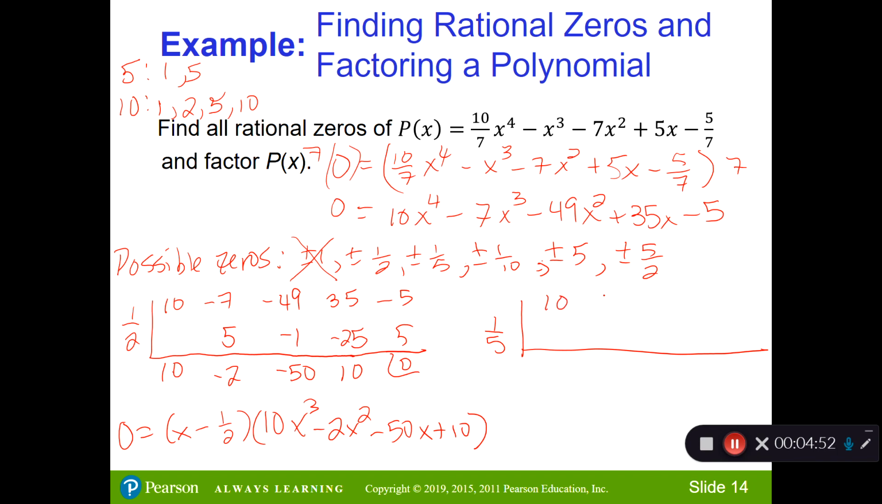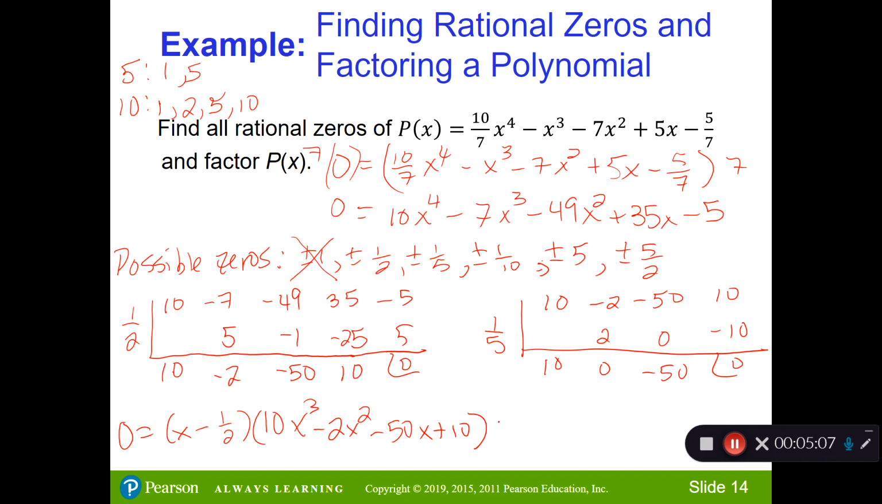So 10, negative 2, negative 50, 10. Bring down the 10. A fifth of 10 is 2. Add going down, we get a 0, 0, negative 50, negative 10, 0.